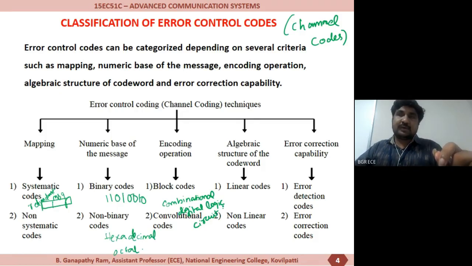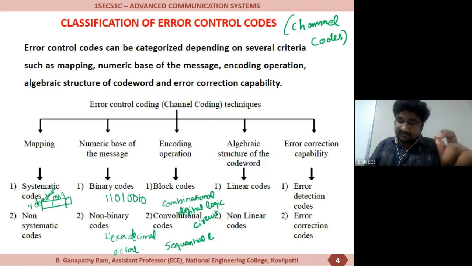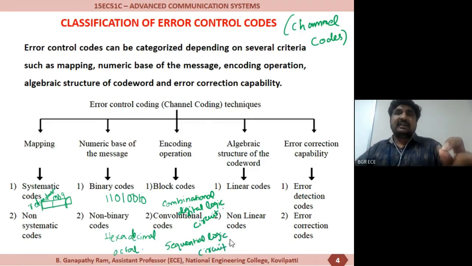And another type of code is called convolutional code, which involves the previous binary information, previous message bits, to generate the code word, and also involves memory requirement and uses sequential logic circuits in its encoder and decoder design. This type of codes are called convolutional codes.